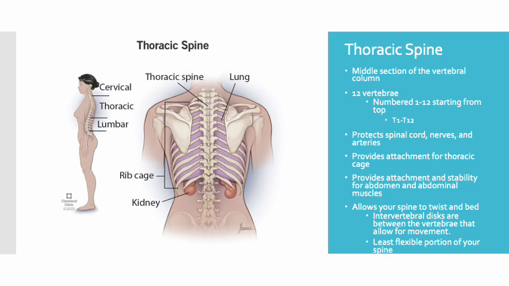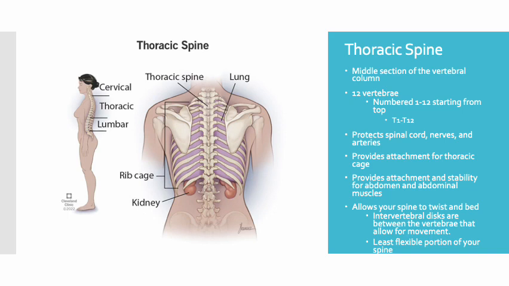So moving on to our thoracic spine. First we have the cervical, and then we have the thoracic. If you think about what thorax or thoracic means, it means chest area, because remember, the thoracic cavity holds the heart and the lungs. So the thoracic spine is in our chest area. This is the middle section of the vertebral column, and there are 12 vertebrae in this section. They are numbered 1 through 12, starting from the top, just like the cervical vertebrae. They protect the spinal cord, any nerves that may be connecting to it in that area, and any arteries that may be coming from that area.